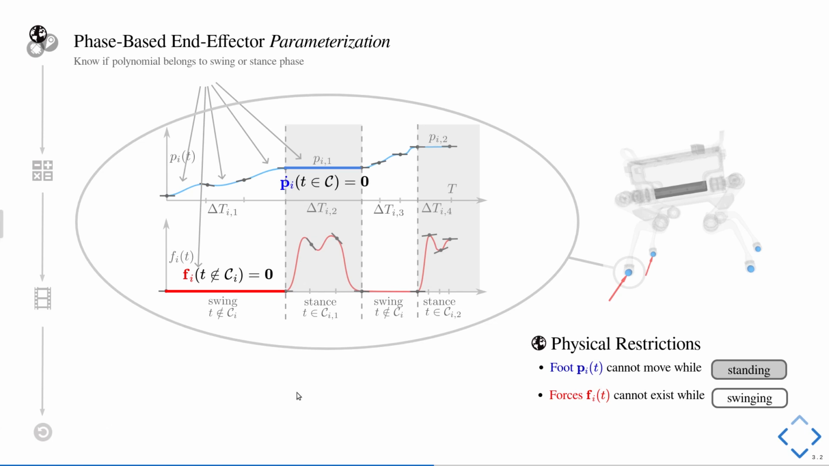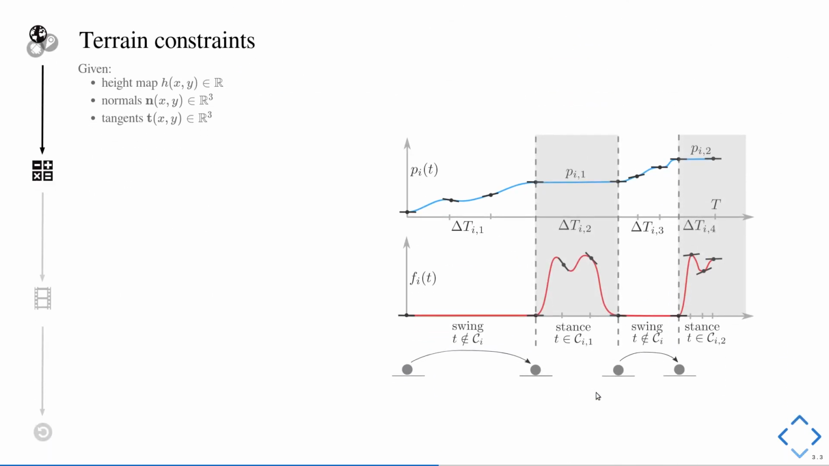We showed how to enforce these two physical restrictions that we have, but there exist even more restrictions specifically related to the terrain and the environment that we're traversing. So let's see how we can actually formulate some of these terrain constraints in terms of mathematical equations.